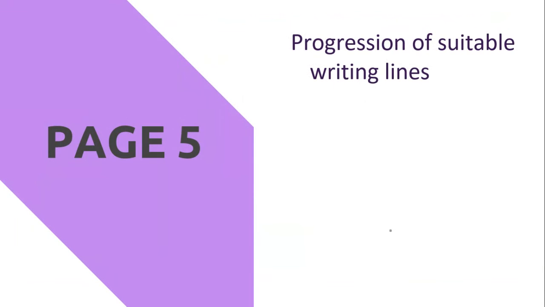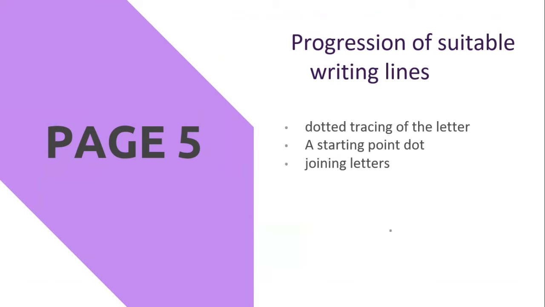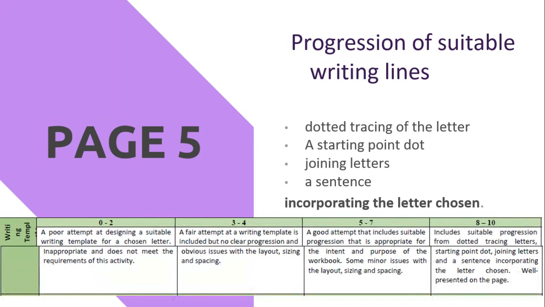And finally, page 5. This is the progression of suitable writing lines. First, you have to do a dotted tracing of the letter, then a starting point dot, joining letters, and then finally a sentence incorporating the letter chosen. It's also a good idea to use a word before the sentence. And the rubric is very specific. It includes suitable progression from dotted, starting point, joining letters, and a sentence incorporating the letter chosen. And this is well presented on the page.